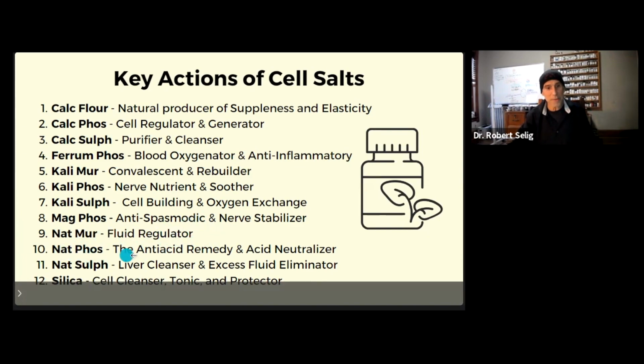Nat Phos, sodium phosphate, that's the Tums, that's the antacid remedy, that's the acid neutralizer. Beautiful remedy for when we see too much acid in the body, when we see a lot of the candidas and the acids. This is a brilliant remedy, Nat Phos. Nat Sulph is another brilliant remedy. So sulfation, we think liver, we think cleanser, detoxifier, and it's removing the excess fluids in the brain. So when I use Nat Sulph, I'm thinking liver, I'm thinking the brain. And this is one remedy that never will miss a concussion.